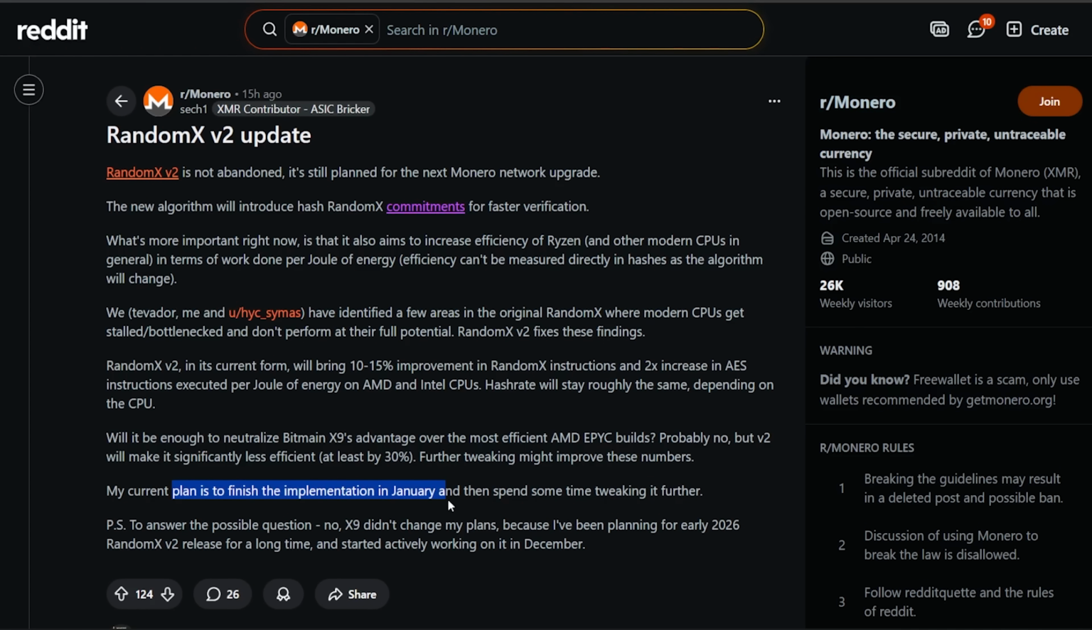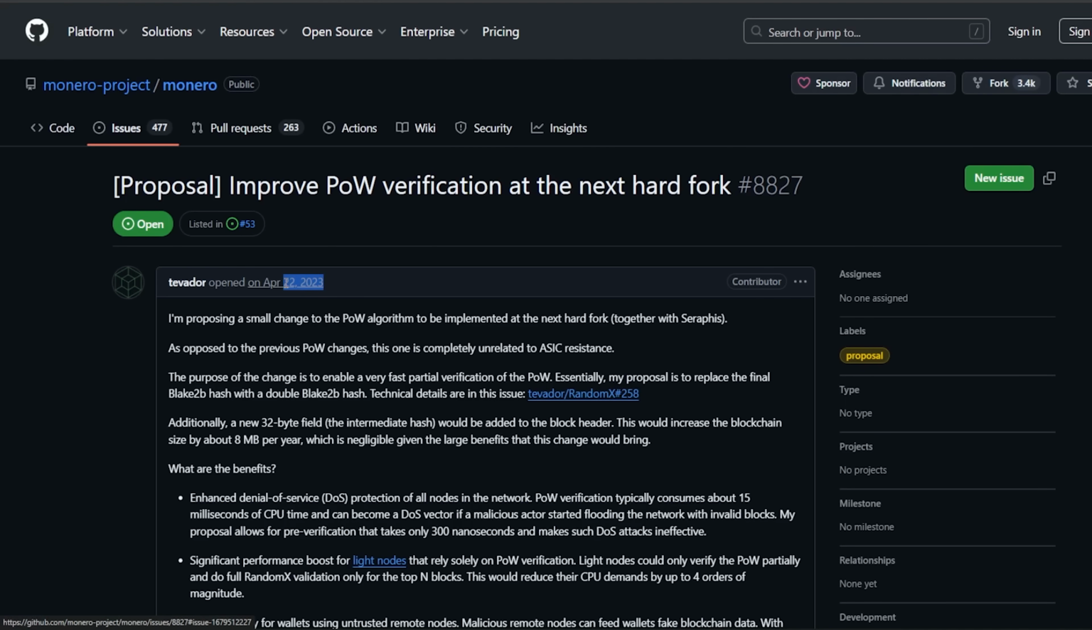But anyways, finishing off this Reddit post here, it says: my current plan is to finish the implementation in January, which is pretty much now, and then spend time tweaking it further. P.S. to answer the possible question, no, the X9 didn't change my plans because I've been planning for an early 2026 RandomX V2 release for a long time and started actively working on it in December. All right, so this has already been in the works, I think, since 2023.